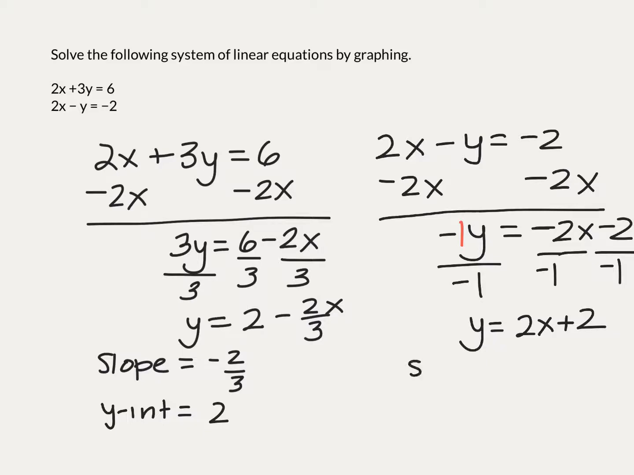So now when I identify my slope, I look at what x is being multiplied by, that's 2, and my y-intercept is equal to 2 also. So when I look at this, I see that this right here is being multiplied by x, so this is my slope, while right here, this is my y-intercept. It doesn't have a variable.